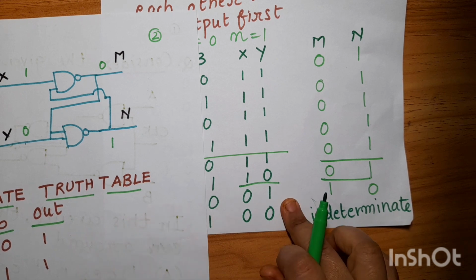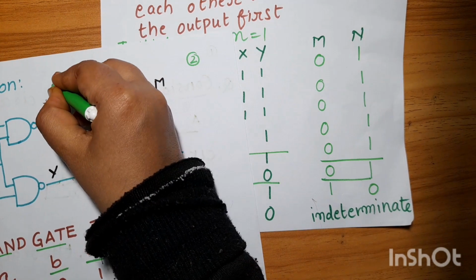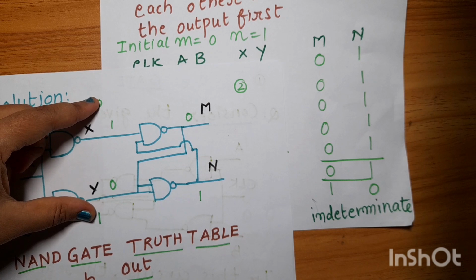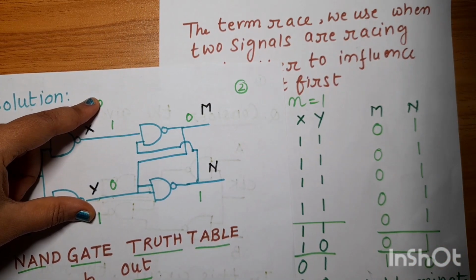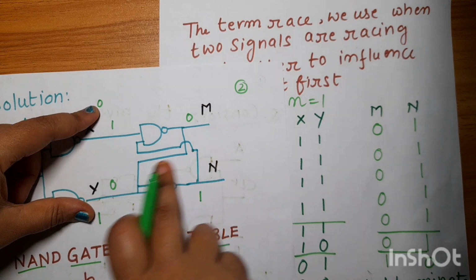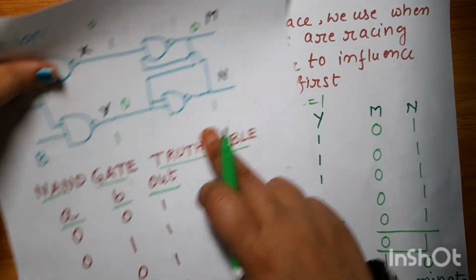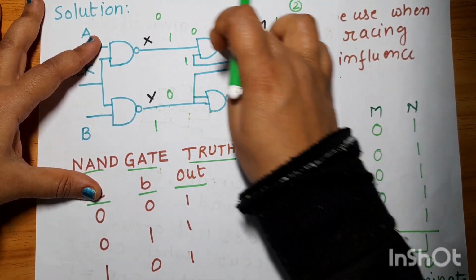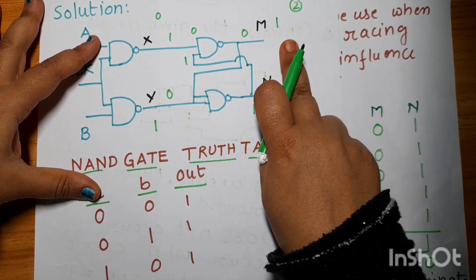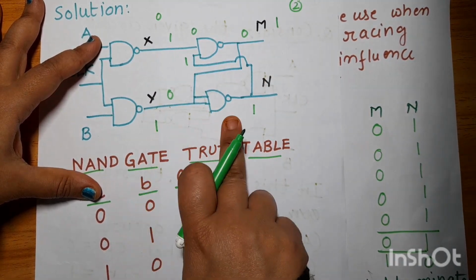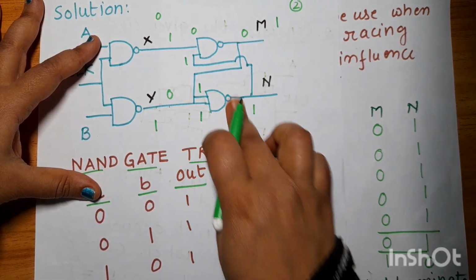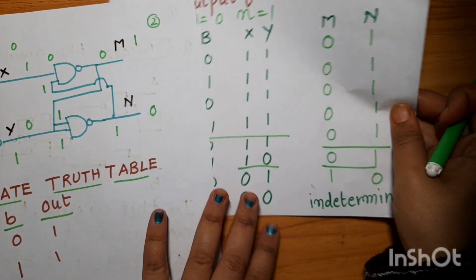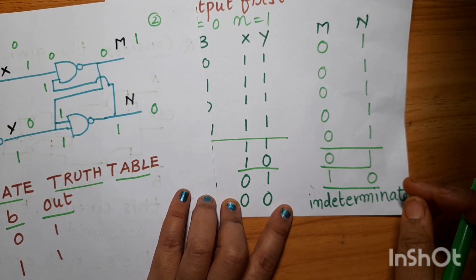Now it is 0, 1. X, Y is 0, 1. So I will put it 0 and here it is 1. Now this is the condition 0 and 1. When it is 0, 1, so old value of N is 1. So 0 and 1 will make the output of this NAND gate 1, and 1 and 1 will make the output of this NAND gate 0. So output would be 1, 0. So till this point, hope it is clear.